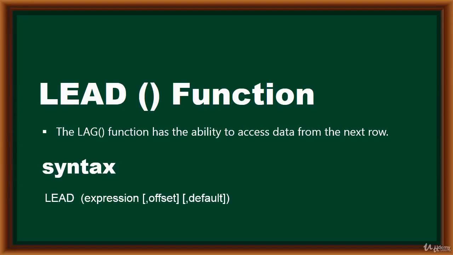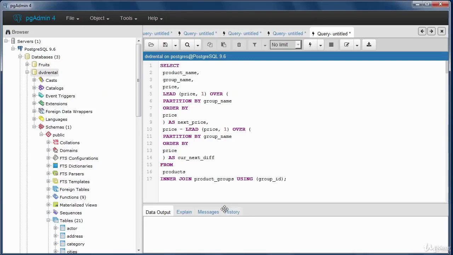The default is null. So where the offset is outside the scope, the default is then used, and the value for that default is null. Null meaning you don't know the value. The value is unknown. So I've added this block of query here.